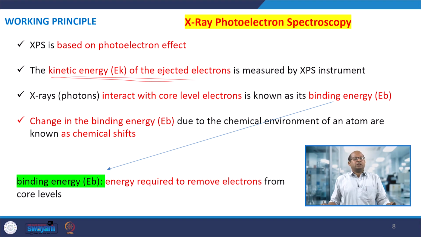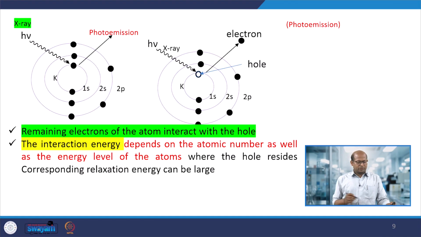When the X-ray interacts with the core electrons of the metals or materials present, there is also some binding energy. Binding energy means the energy required to remove the electrons from the core of the material. So here you can see this is the nucleus and these are the cores, the different levels of electrons that are present.